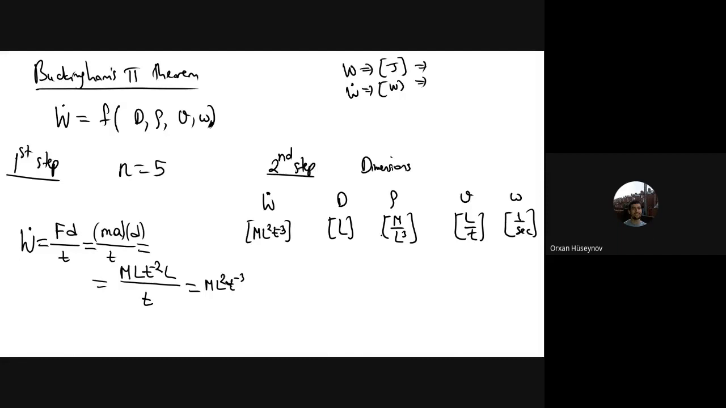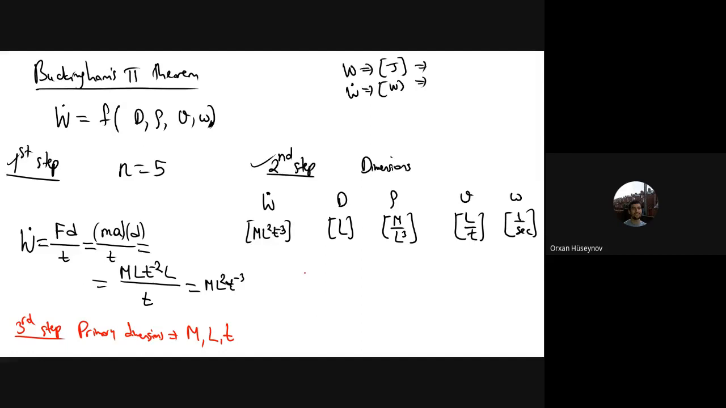Good. So now we have found all of the dimensions, which is the second step. And the third step, let me use a different color for this one, is that you have to write the primary dimensions. What are the primary dimensions? You can write as a comment. How many primary dimensions do we have? 3, yes, you have 3 primary dimensions: the mass, the length, and the time. These are the primary dimensions.